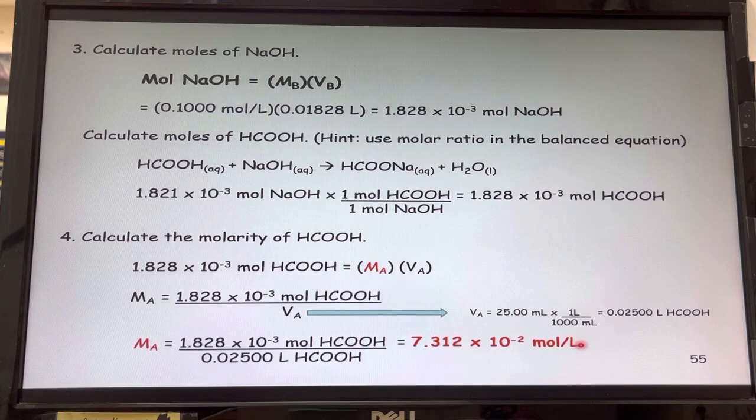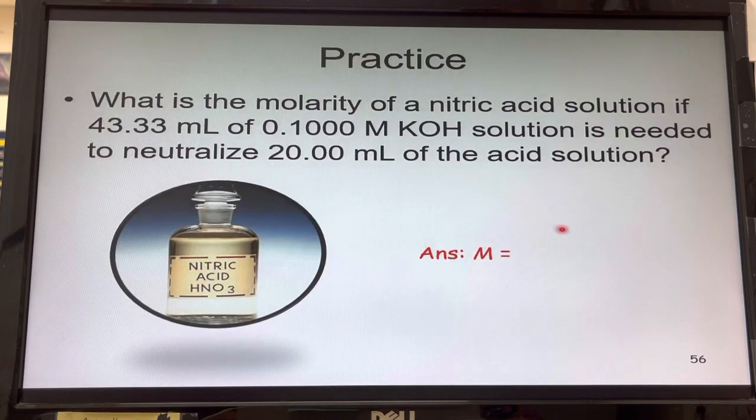So now your job is, for the remainder of this class, this is pretty much all you have to do, is answer this practice problem, which is virtually the same kind of problem as the sample problem that I just gave you, okay? So what is the molarity of a nitric acid solution if 43.33 milliliters of 0.10000 molarity, concentration, potassium hydroxide solution is needed to neutralize 20 milliliters. So it's the same problem. You just have to plug in all the steps, okay?